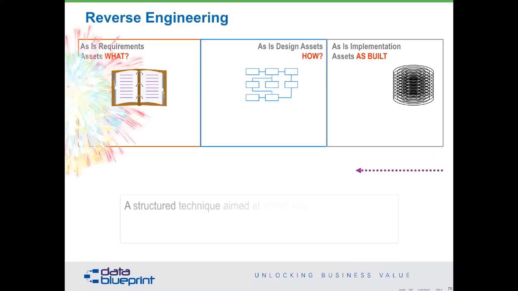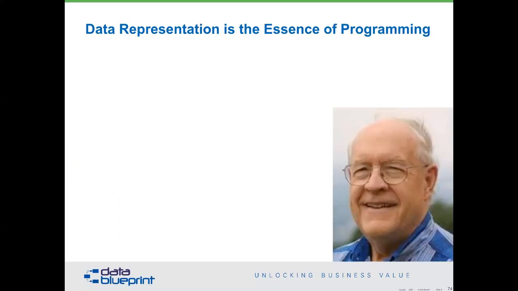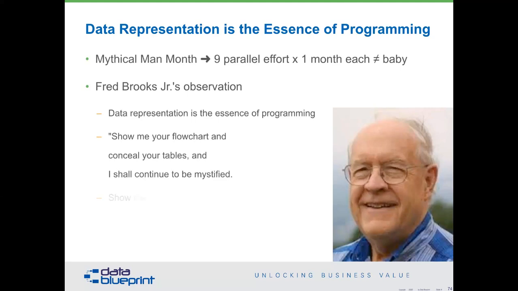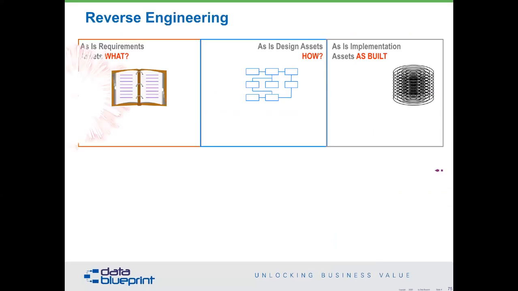So let's look at the same model we were looking at before, the forward engineering, and look at the reverse engineering. Again, you start off with the existing system up there on the top, but in this case, we're trying to go backwards from this because we want to enhance somehow or do something with the data that's in the existing system. It may be important for us. Whoops, I hit the backwards arrow. Sorry about that, guys. Let me jump back through these slides here real quick. Fred's observation, data representation. There we go. Again, reverse engineering here.